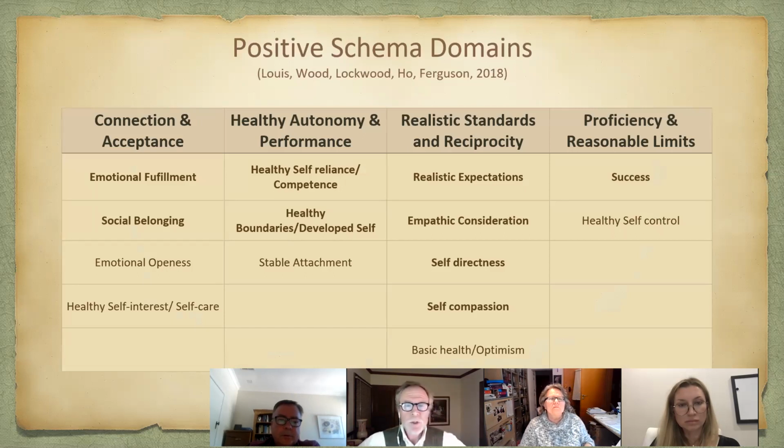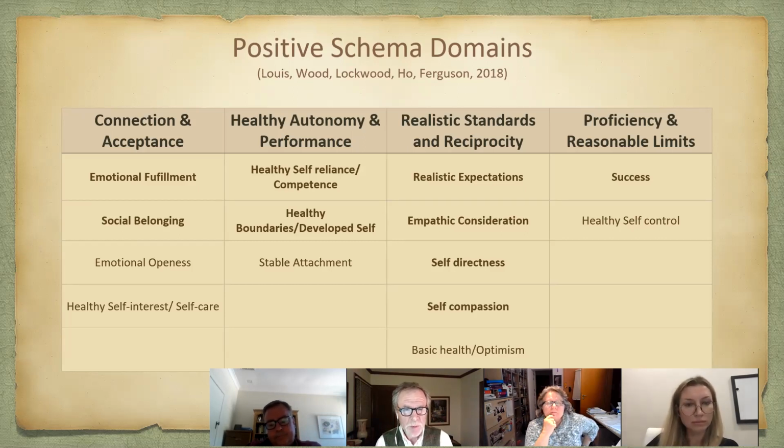The other interesting thing is how this is supported when we come from the opposite end of the spectrum and look at positive schemas. Jeff, Paul, and I developed healthy adaptive schema counterpoints to maladaptive schemas in that 2012 chapter. Then John Lewis, Alex Wood, and I tested that by putting those into inventory form and analyzing them, looking at to what degree they turned out as continua or not. They kind of did, kind of didn't. But the important thing in terms of the secondary structure is that we have a connection and acceptance domain, healthy autonomy and performance, realistic standards and reciprocity, and proficiency and reasonable limits. So that maps quite well.